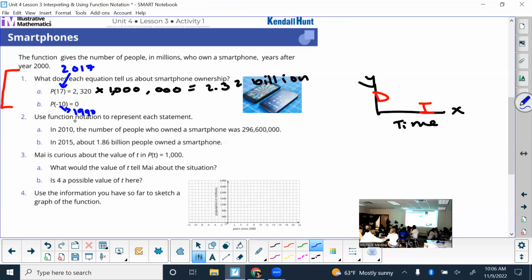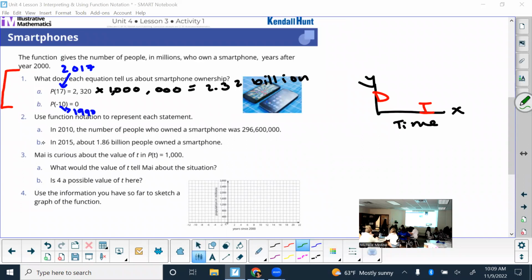Now do the opposite. Be able to write in function notation, and this I will have you put on your whiteboards and show me, A and B for number 2. So in 2010, the number of people who owned a smartphone was 296,600,000. In 2015, about 1.86 billion people owned a smartphone. So convert that into function notation. You have about 1 minute to have both on your whiteboard.